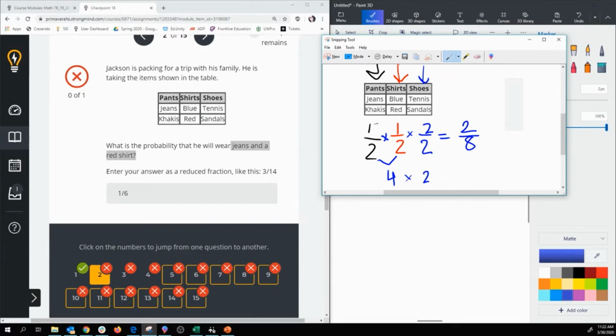So now the last thing we have to do is simplify it, because our answers want us to write it as a reduced fraction. Okay, so if I have 2 over 8, if I divide top and bottom by 2, what does that simplify to? 1/4. Yep. So our answer for this problem with Jackson packing for his family would be 1/4. So he'd have a 1/4 chance of wearing jeans and a red shirt.